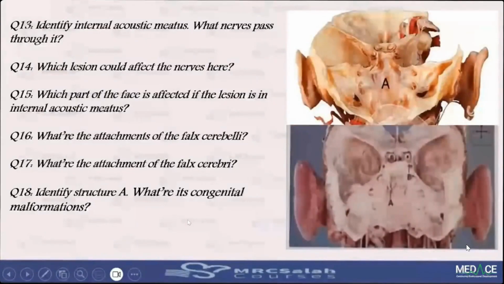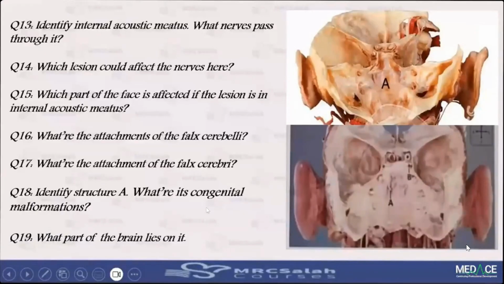Would you identify the structure A? I'm not sure about A. That's the clivus. Yes, it is. And what is the congenital malformation? Yes, it's the clivus. The congenital one is platybasia, which is flattening of the clivus. Yes, this is the most common congenital anomaly.